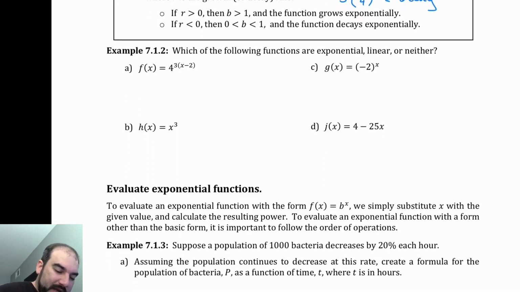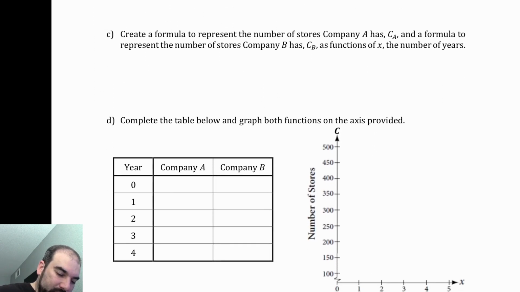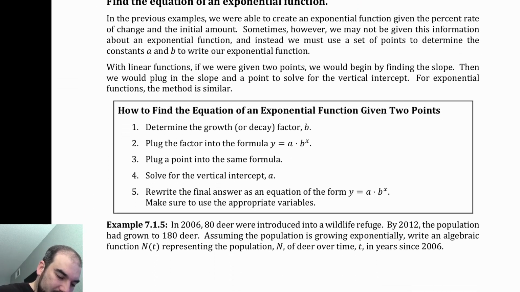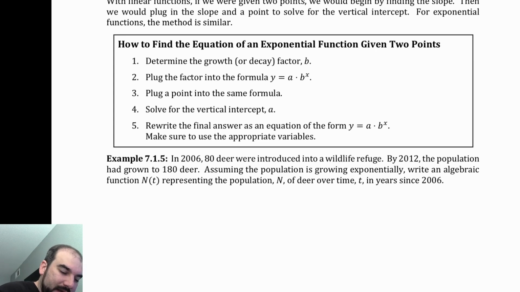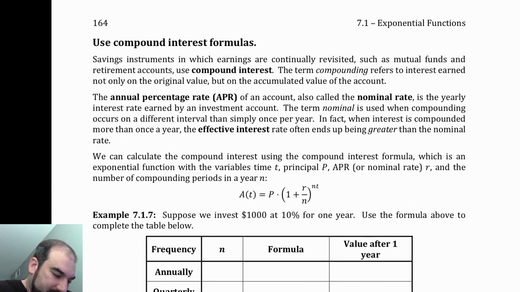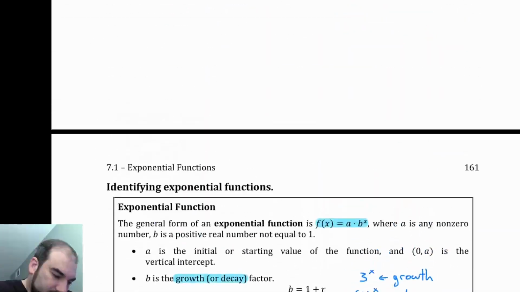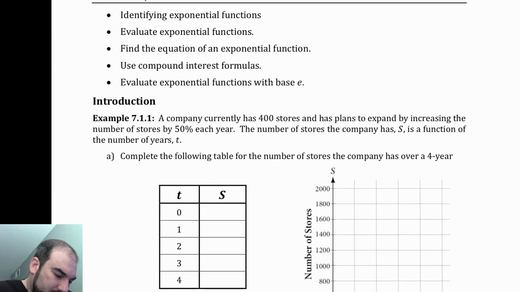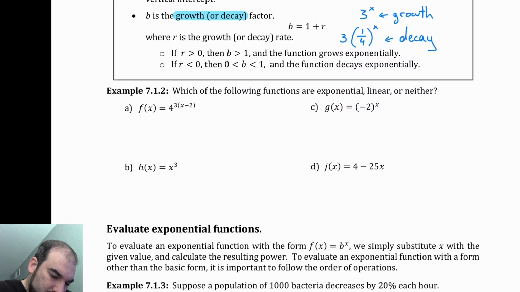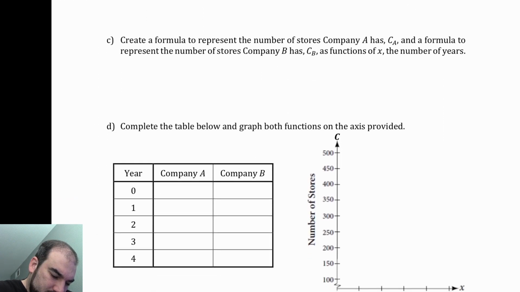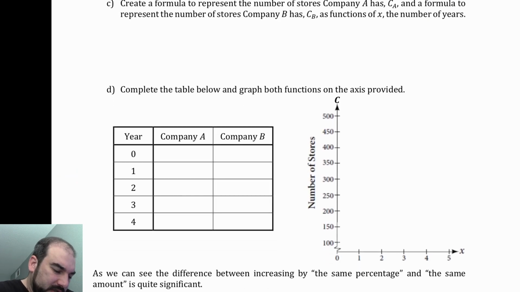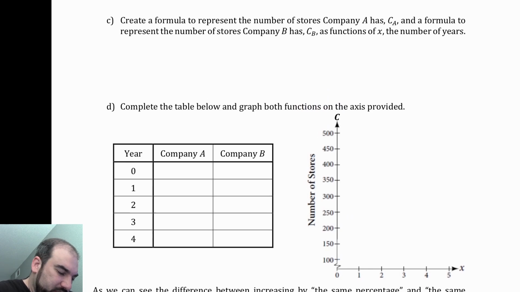The a determines the vertical intercept of the graph. That's where the exponential growth or decay is going to cross the axis. Where's the picture with the graph? There was a nice graph. Oh, sorry, that's in 7.2. We're going to talk about how to graph these in 7.2.